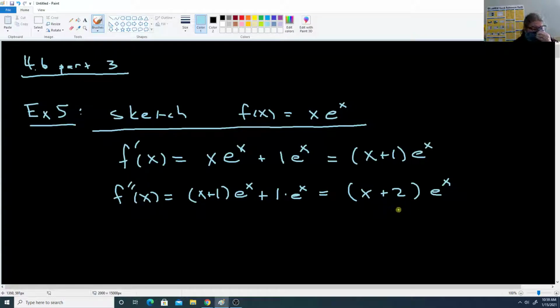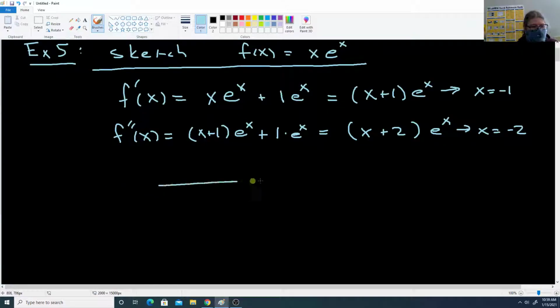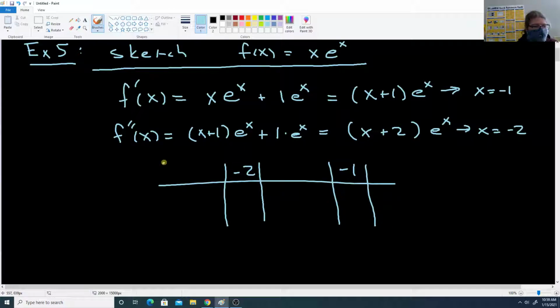So when we check for these critical points, there's no undefineds here. E to the x itself is never 0. X plus 1 is 0, x equals negative 1, so that's one of our numbers. And by the same reasoning, we get x equals negative 2 over here. So for our chart, we really just have to focus on what's going on with negative 2 and negative 1. So we'll have negative infinity up to negative 2, negative 2 up to negative 1, and negative 1 up to infinity.